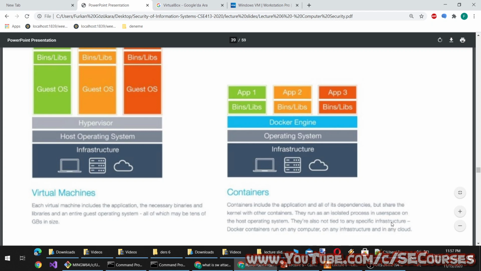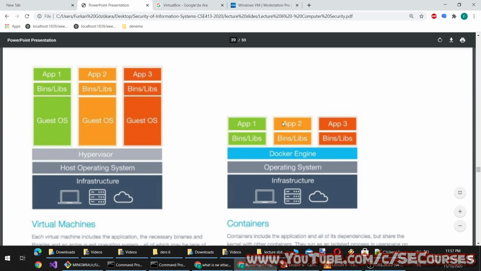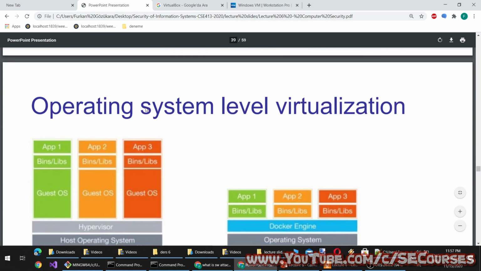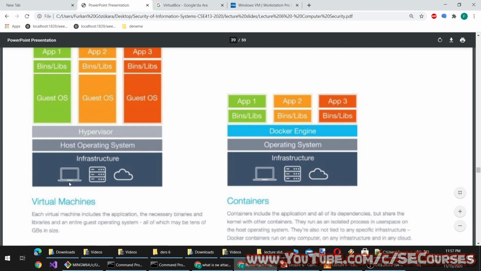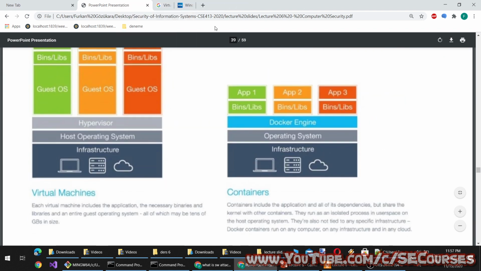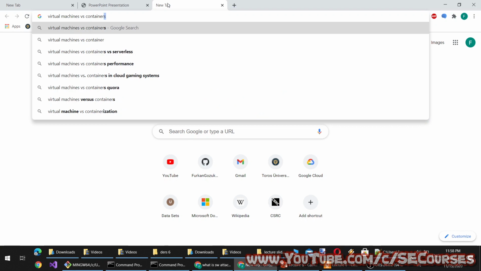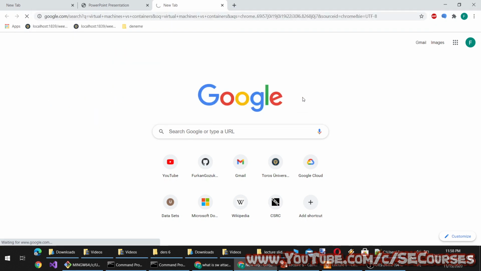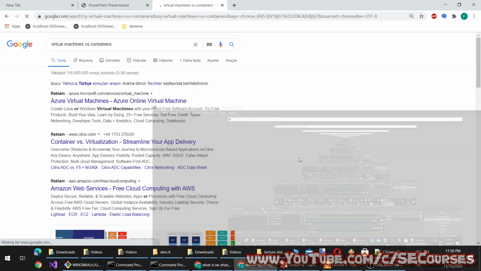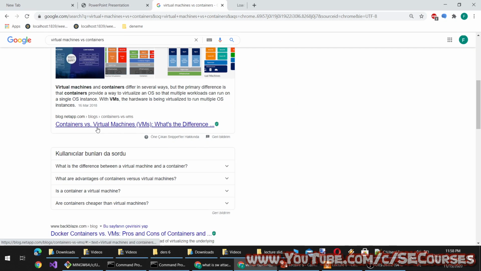They are also not tied to any specific infrastructure. Docker containers run on any computer and on any infrastructure and in any cloud. Okay. So virtual machines versus containers, if we search for that, we may get a clearer idea. Okay, let's see the difference.